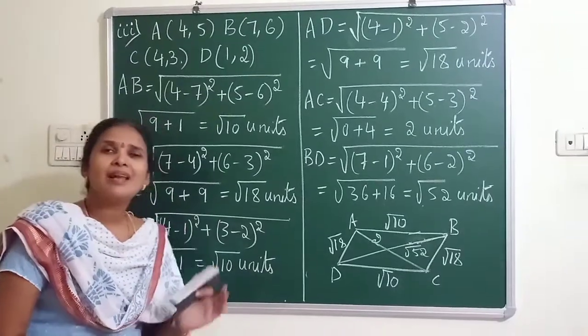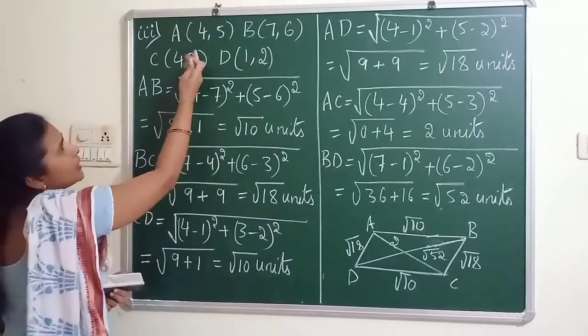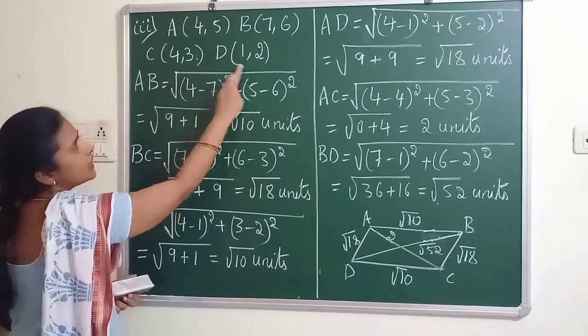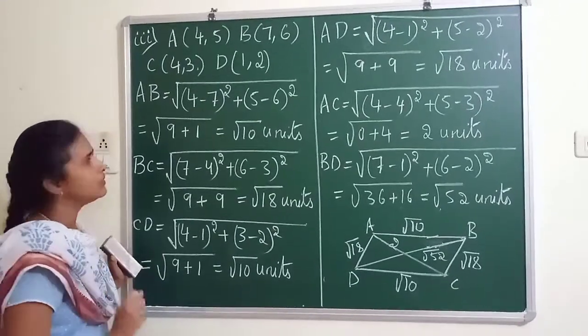Now I am going to start the last sub question of this main question, that is the third question. Given the ordered pairs A, B, C, D as follows: (4, 5), (7, 6), (4, 3) and (1, 2). So first start by finding all the 4 sides and 2 diagonals.